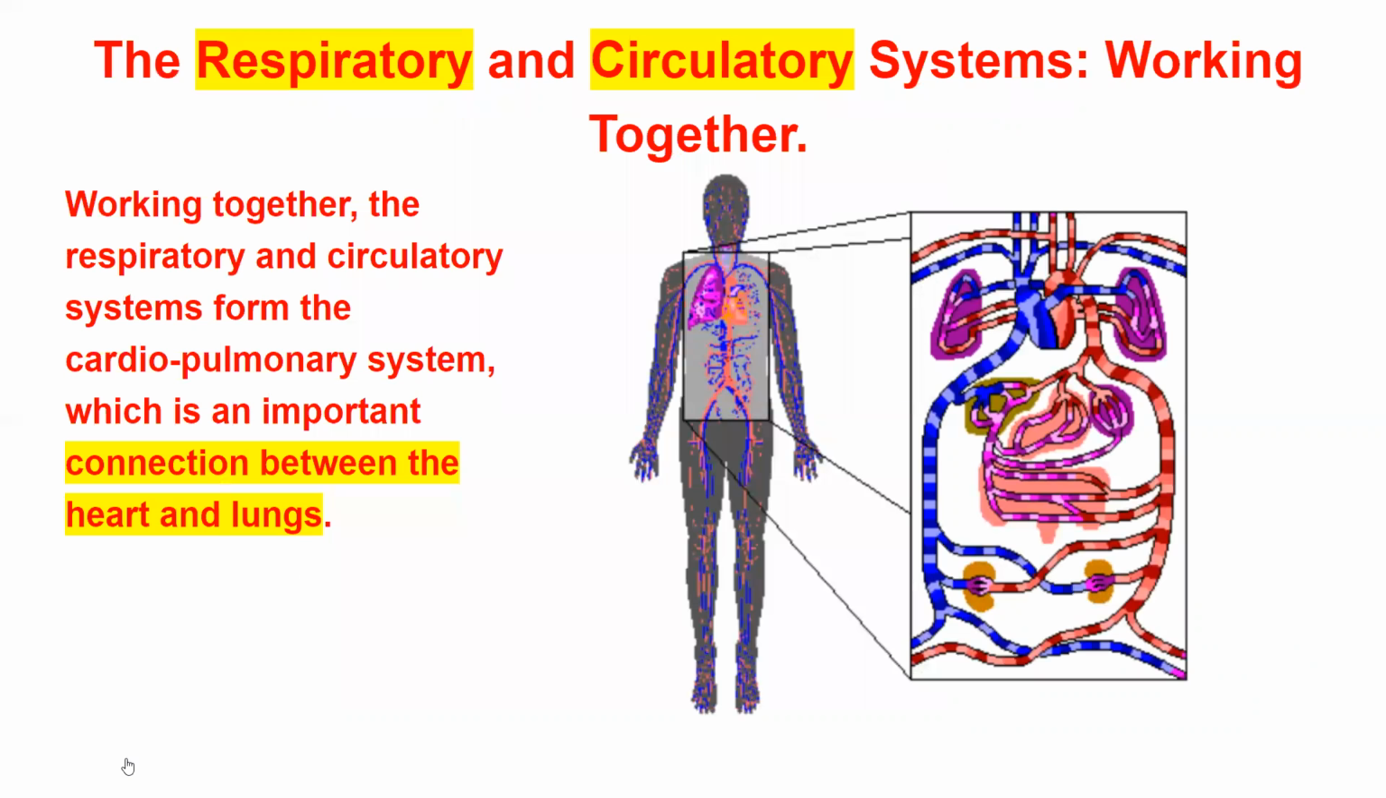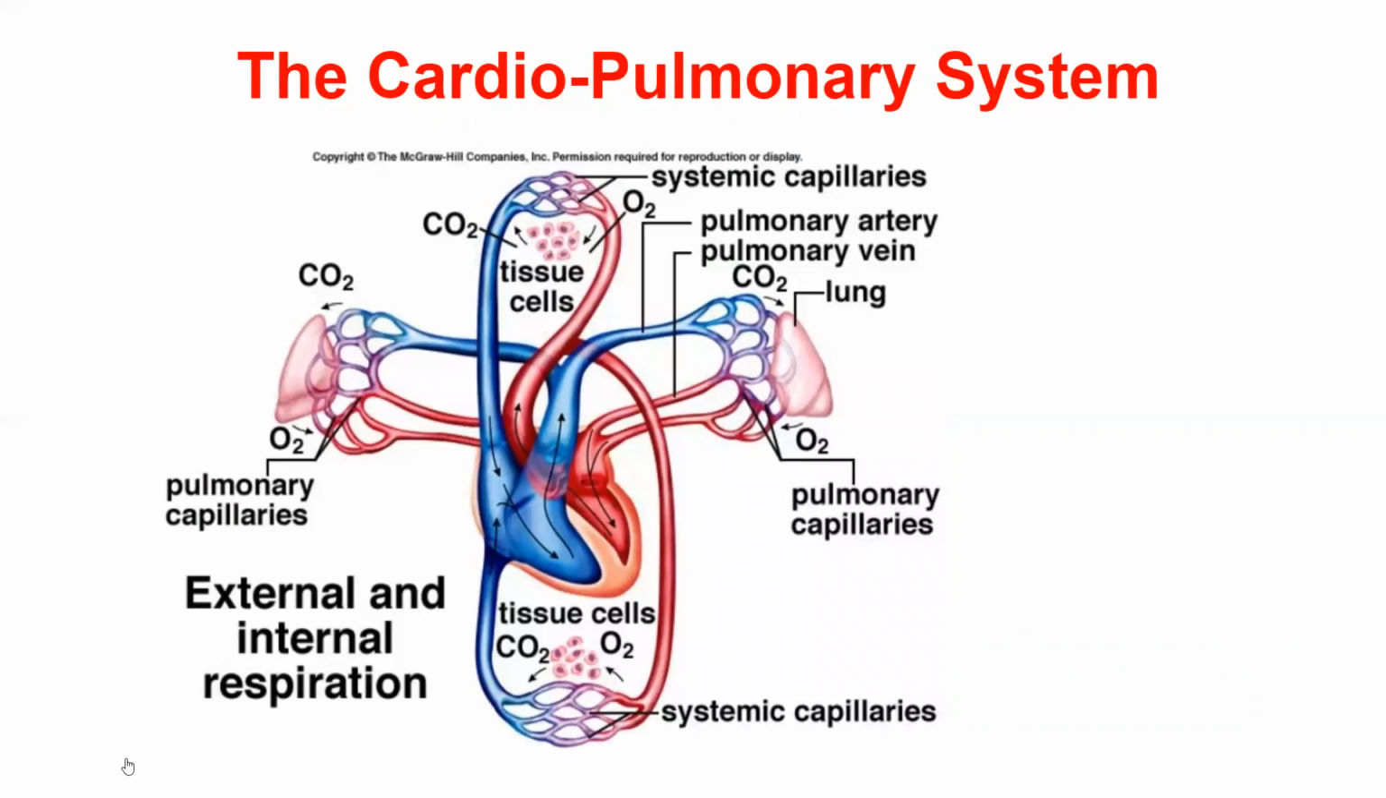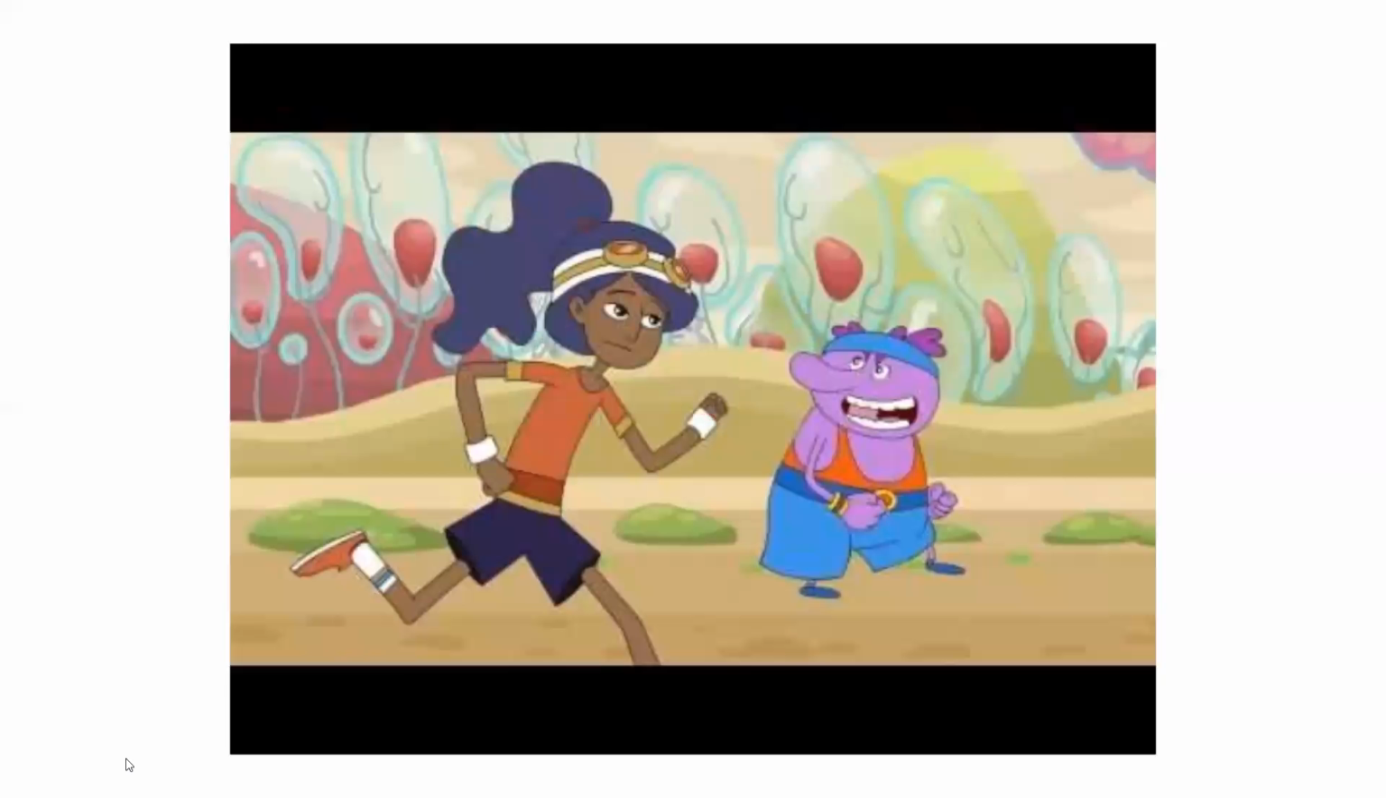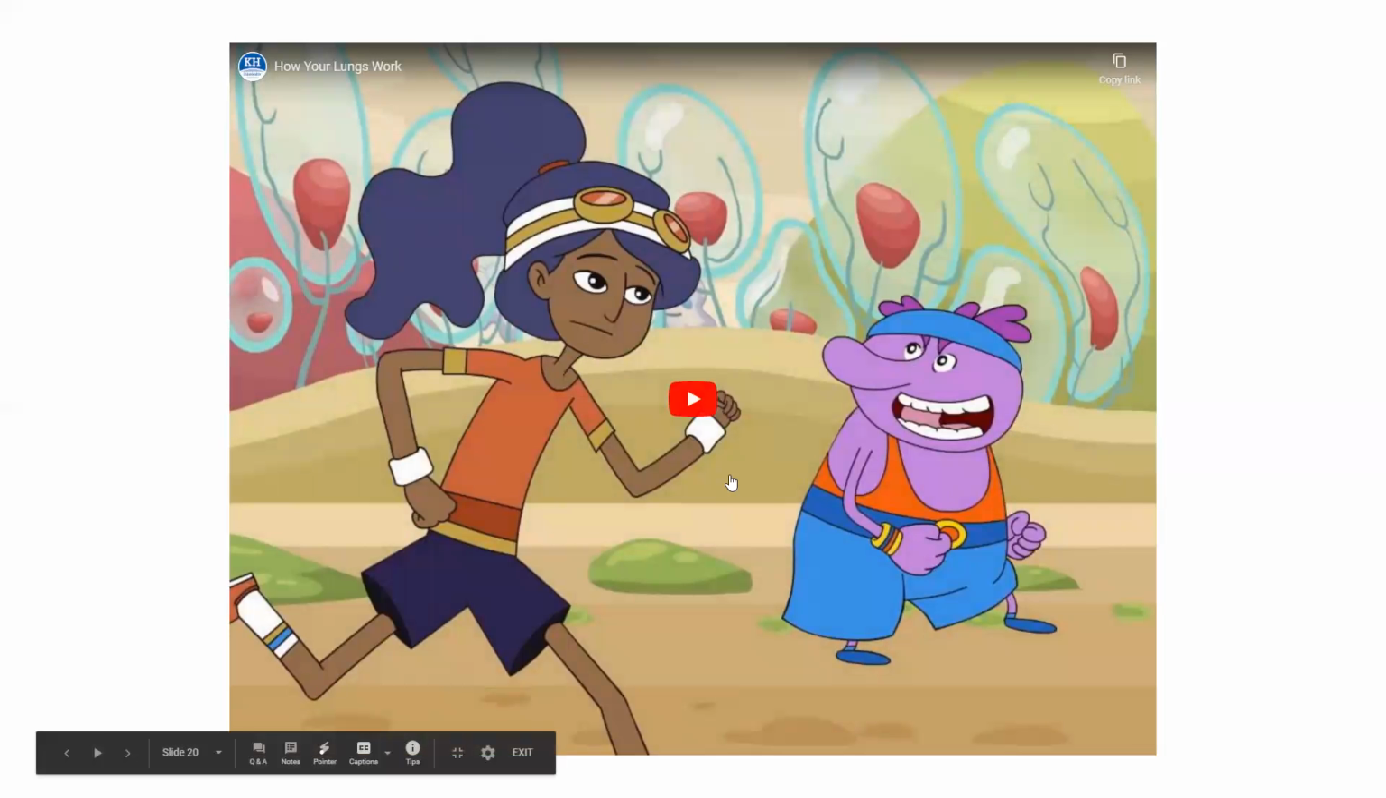Your respiratory and your circulatory system work together, and that forms your cardiopulmonary system. Remember, we talked about cardio. Anything with cardio or cardiac means heart. This is an important connection between the heart and the lungs. In order for your cardiopulmonary system to work, your heart and your lungs are pumping the blood and getting the oxygen in and carbon dioxide out. Let's watch another video about how your lungs work.